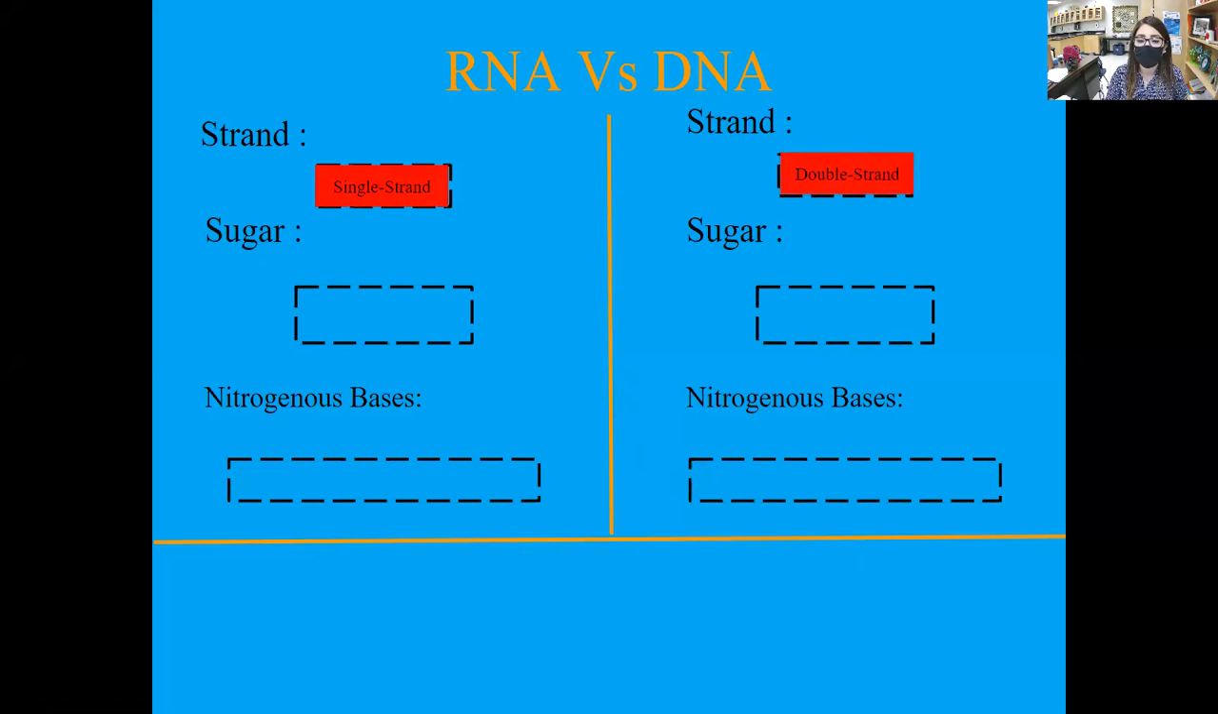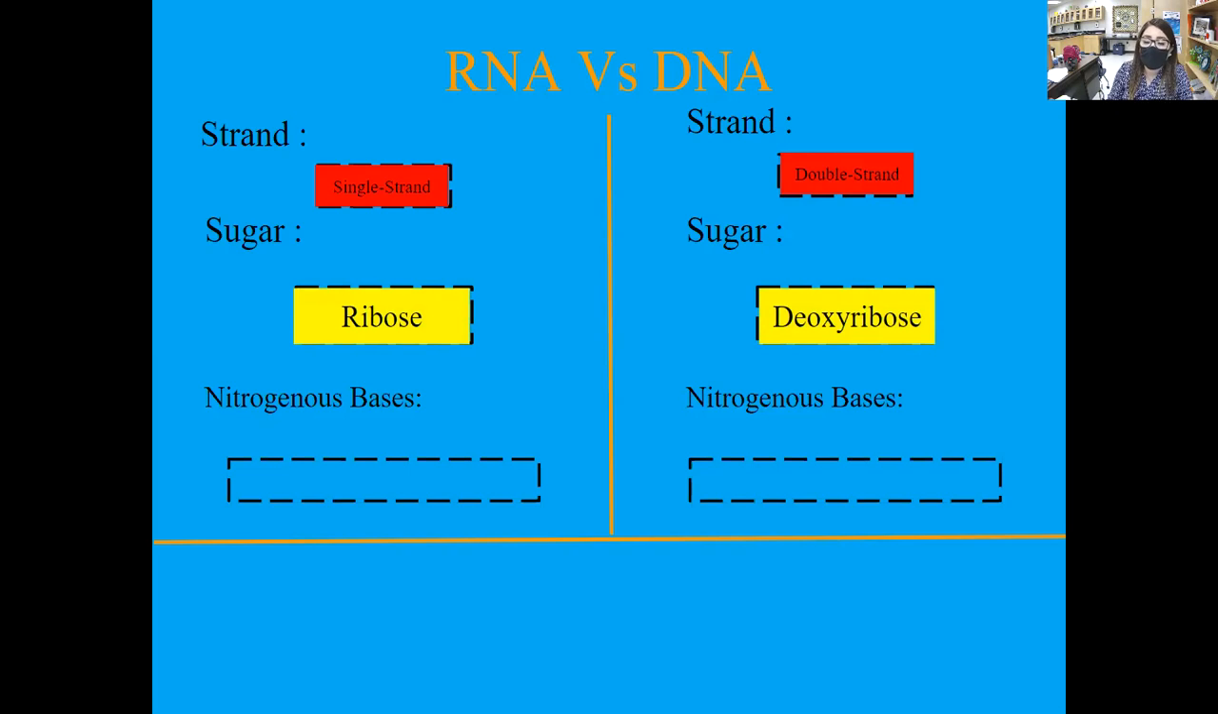The sugars, right, are part of the nucleotide, and since both of them are made up of nucleotides, they both have a sugar. Now the sugars vary. In RNA, the sugar is called ribose. In DNA, the sugar is called deoxyribose.